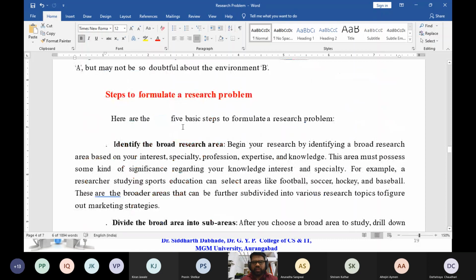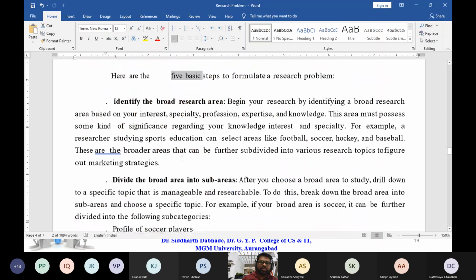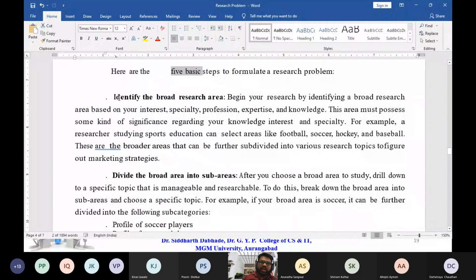Okay, so whenever you are trying to formulate your research problem, we need to follow these 5 steps. The very first step is to identify the broad research area. You already know that you belong to a specific subject, and under that subject you want to do the research work. So your subject is nothing but your broad research area. Under that subject you need to go in depth.